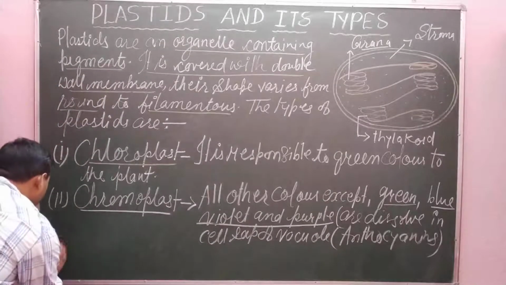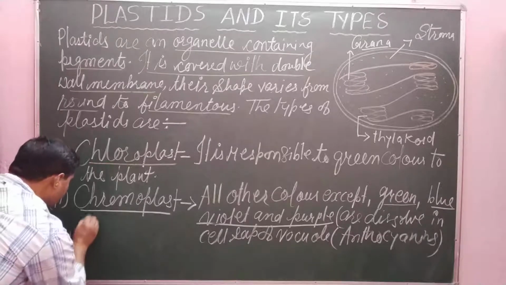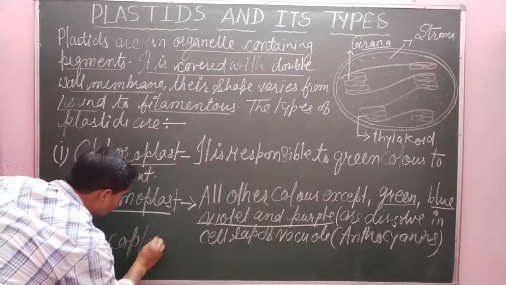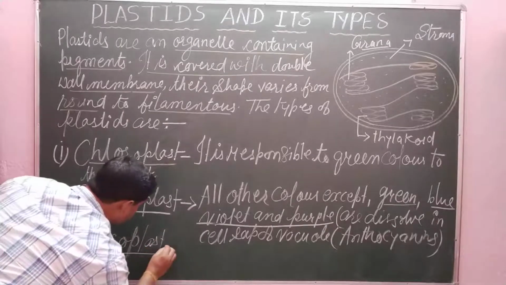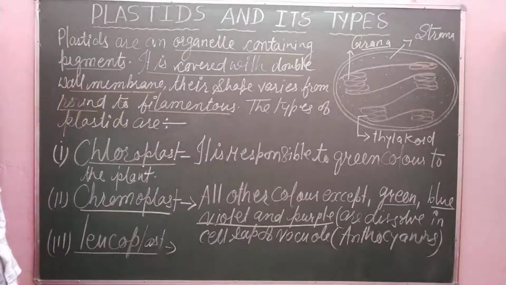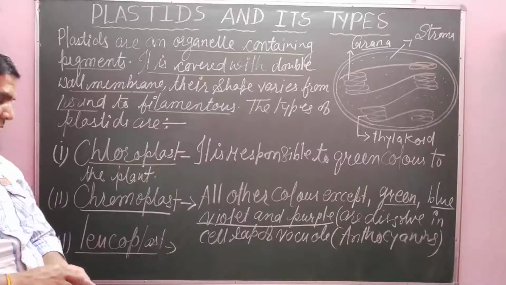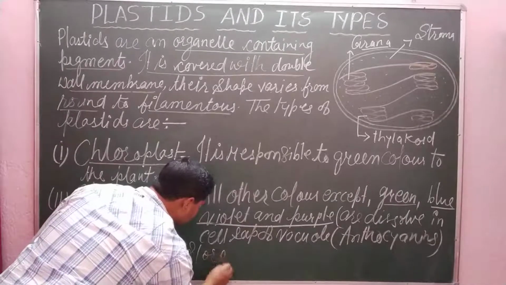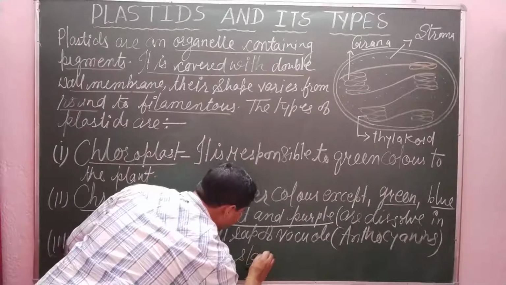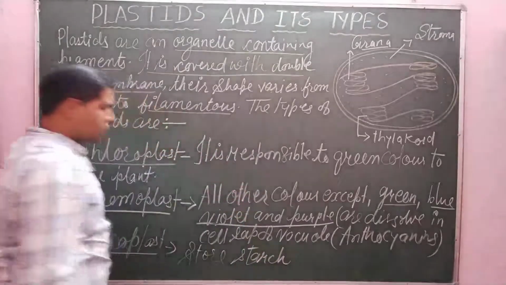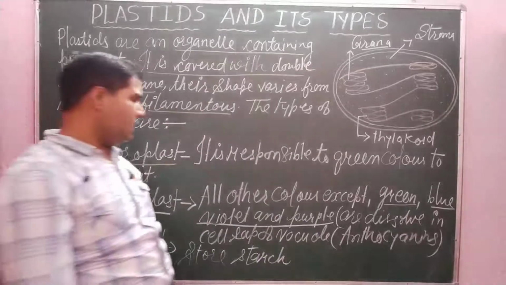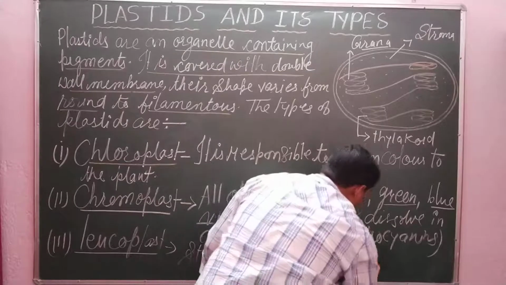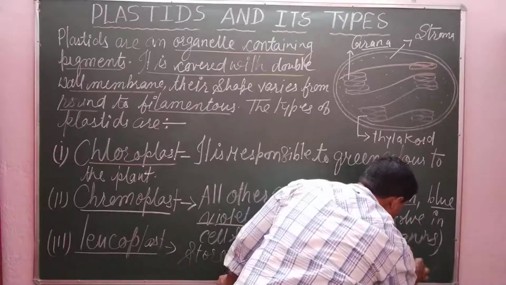Third, leucoplast. Leucoplast is known as a colorless plastid, dear student. It helps to store starch and is present in the roots of the plant.